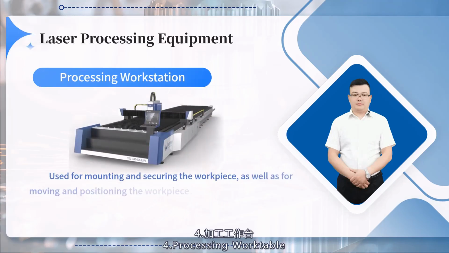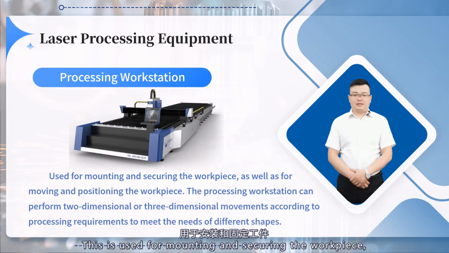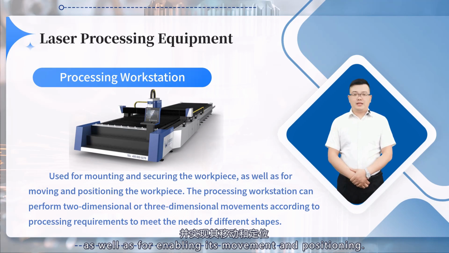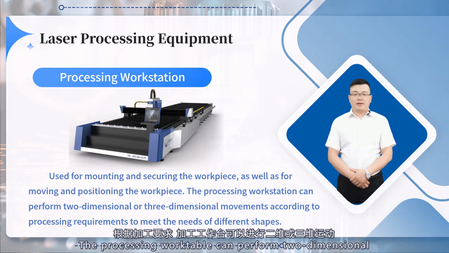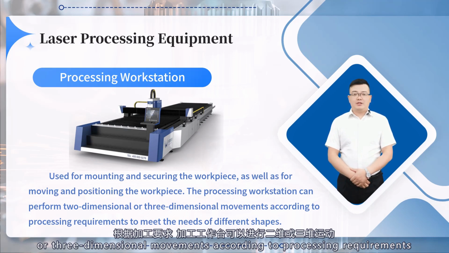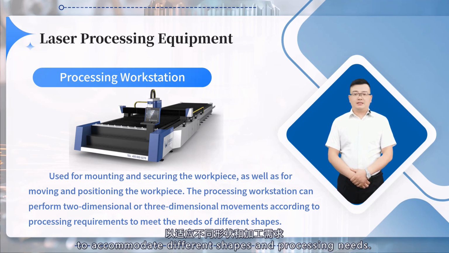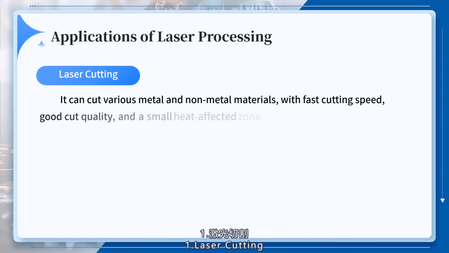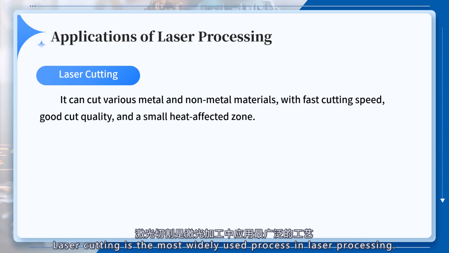4. Processing worktable. This is used for mounting and securing the workpiece, as well as for enabling its movement and positioning. The processing worktable can perform 2-dimensional or 3-dimensional movements according to processing requirements to accommodate different shapes and processing needs.